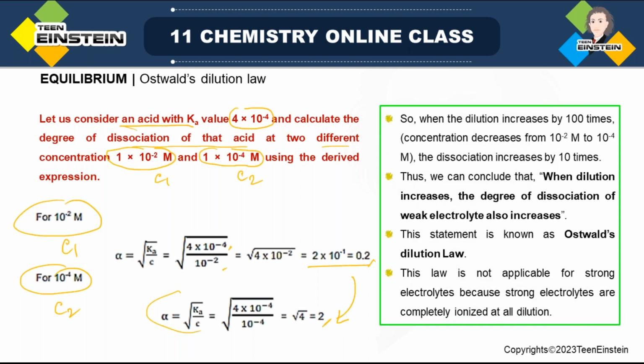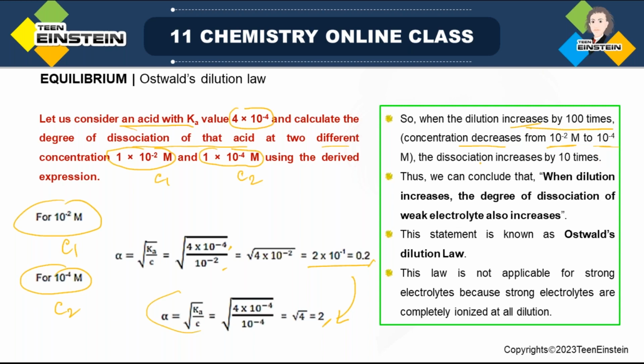So now we can conclude, when the dilution increases by 100 times from 10^-2 to 10^-4, dilution increases means what? Concentration decreases, because dilution and concentration are inversely related. When you are decreasing the concentration, that means you are diluting it more and more. So it is 100 times dilution, but in terms of concentration, it goes from 10^-2 to 100 times less, which is 10^-4.